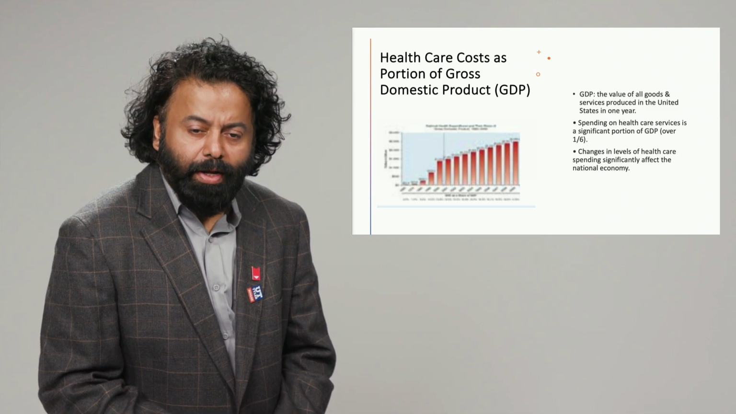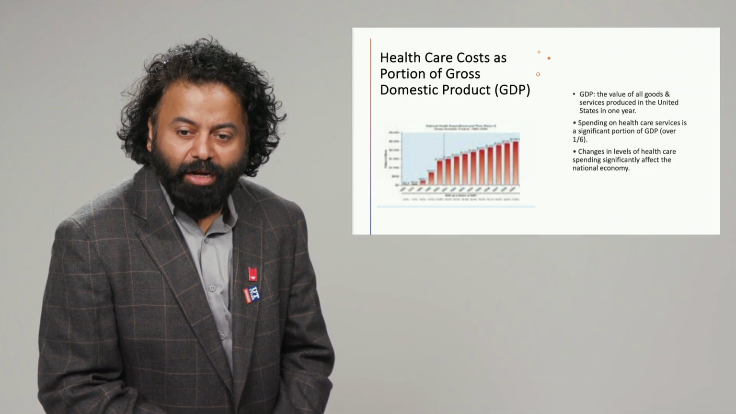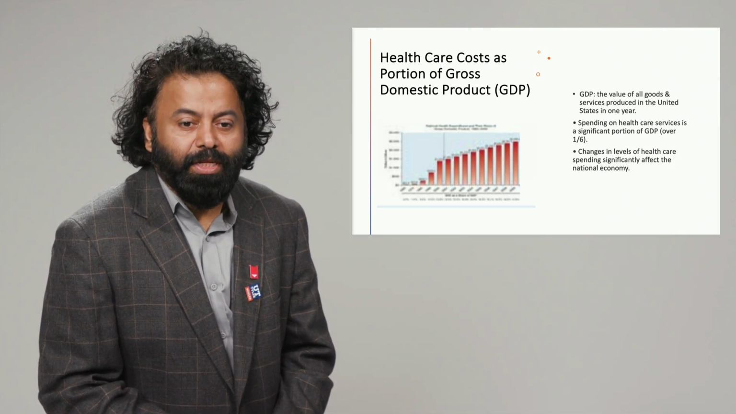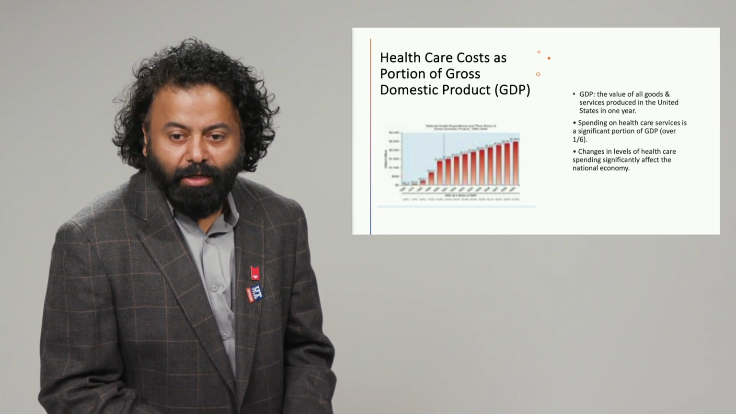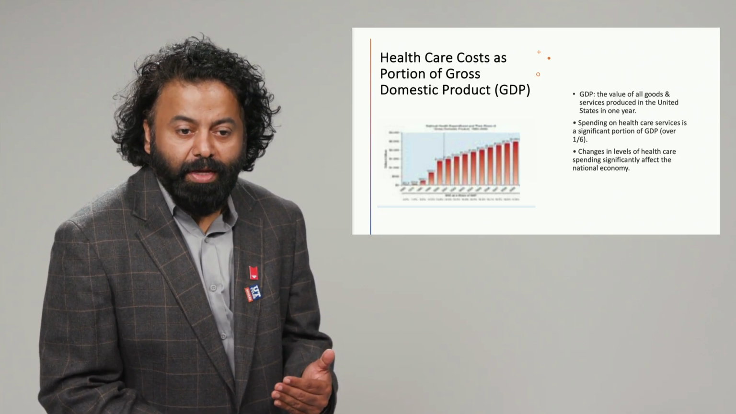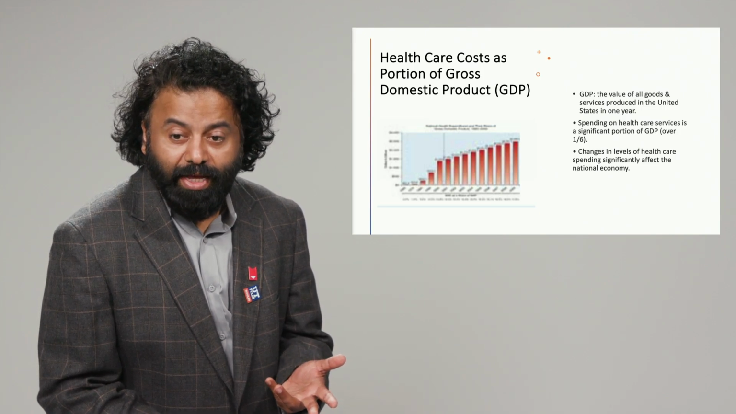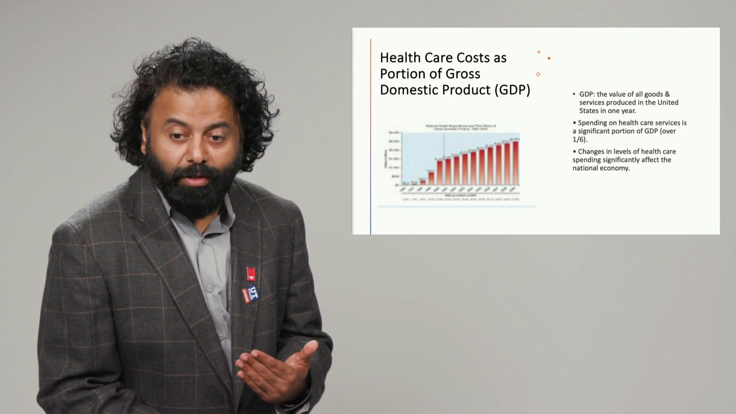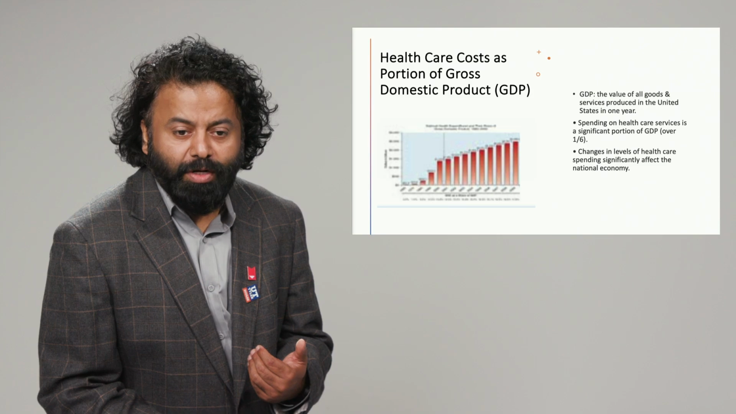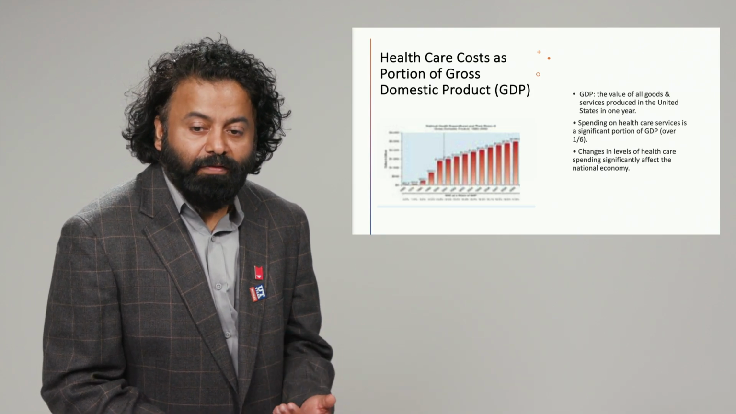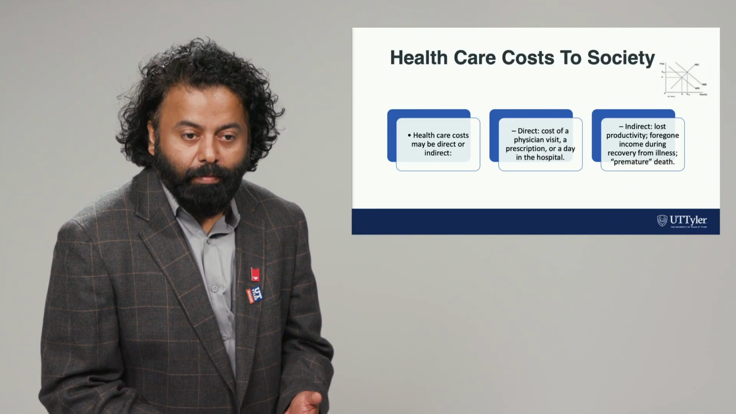Gross domestic product represents the total value of goods and services produced in the US. Healthcare spending constitutes a considerable share of GDP. By 2016, it's projected to increase to 19.6% from 17.3% in 2009. Fluctuations in healthcare spending significantly affect the national economy.